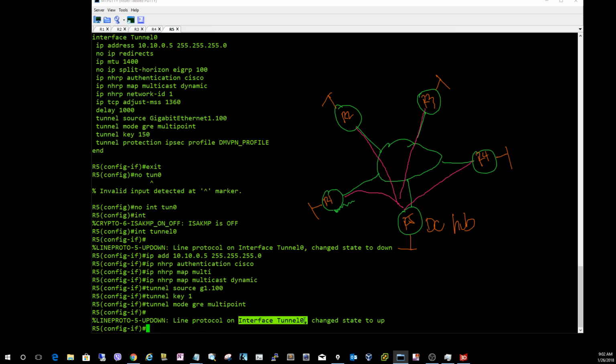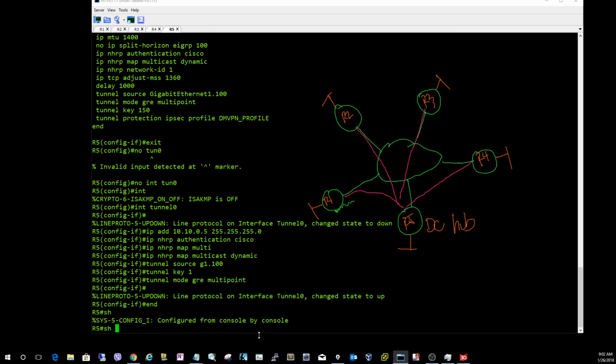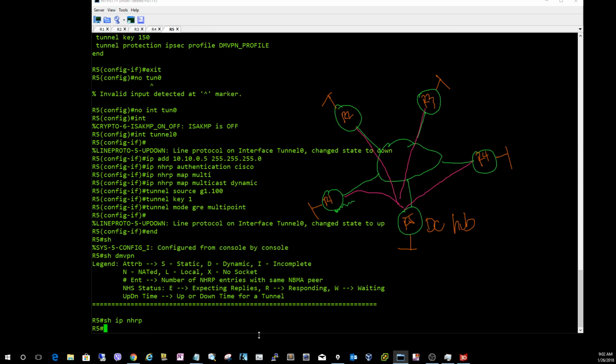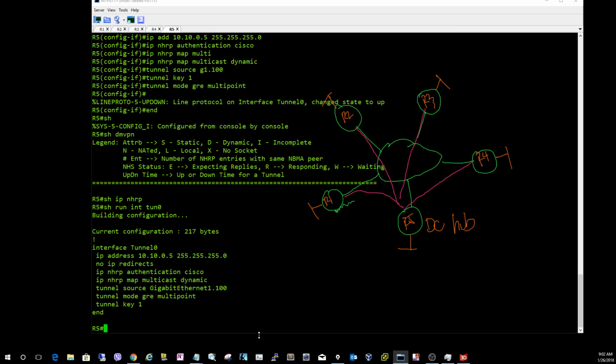So our tunnel went up. Okay, so if I do show DMVPN, and it's down. Okay, so why is it down? Show IP NHRP. There's nothing there. So if I do show tunnel 0, okay, IP. Oh, I forgot the network ID.